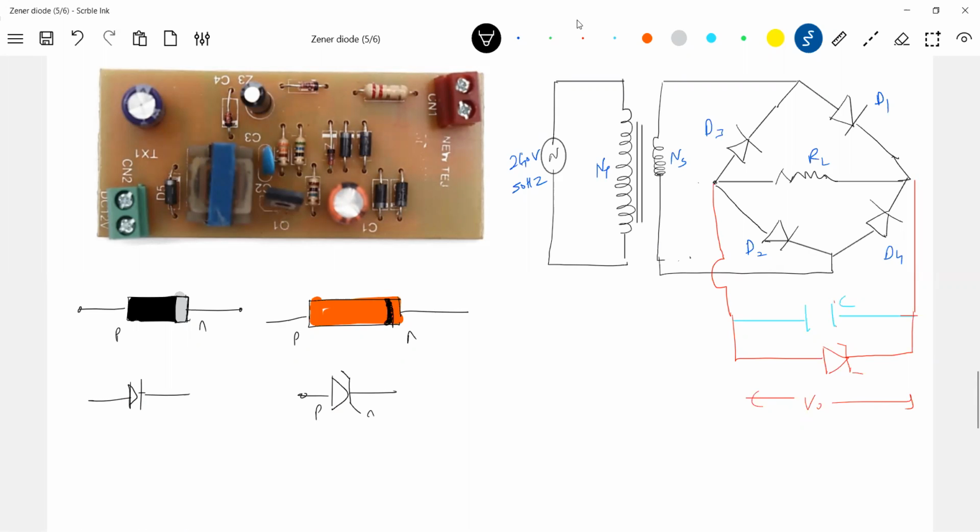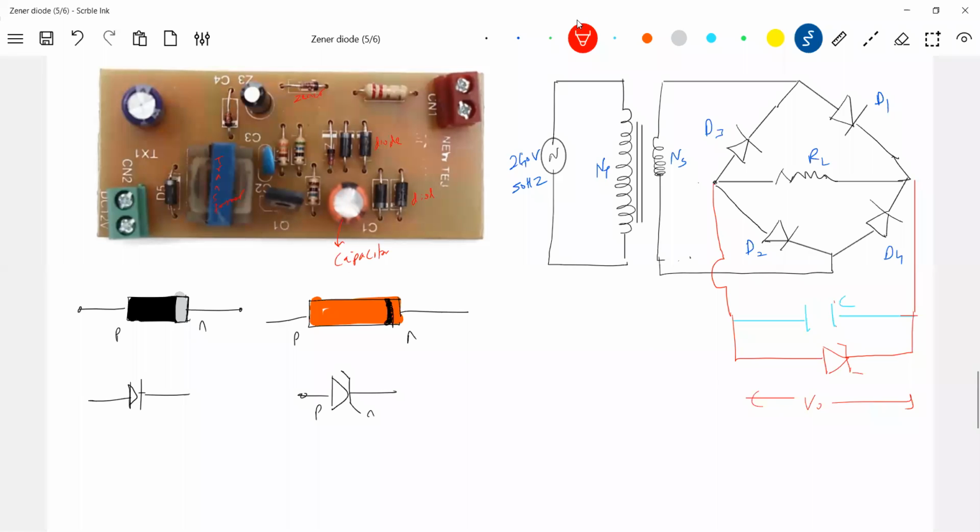This is for the voltage regulator. This is a bridge circuit. Where is the transformer? This is the transformer, red color. This is a Zener diode. I'll write Zener. These are the ordinary diodes. This is a filter, the filter or capacitor.